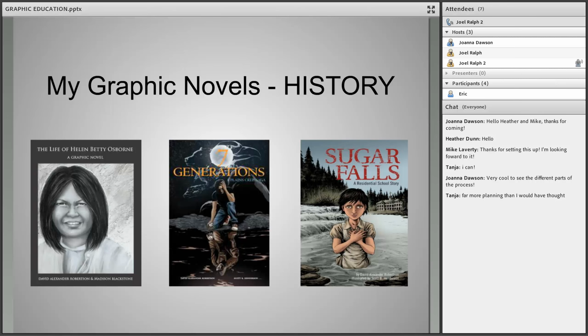Now, we don't have a ton of time, but these comic books themselves tell stories about history, and through that history, students learn a variety of different things. The Helen Osborne graphic novel will teach you about missing and murdered Aboriginal women, the residential school system. It will teach you about justice and Aboriginal people's treatment by the justice system. It'll even teach you about geography and a whole bunch of different things, segregation, the list goes on.